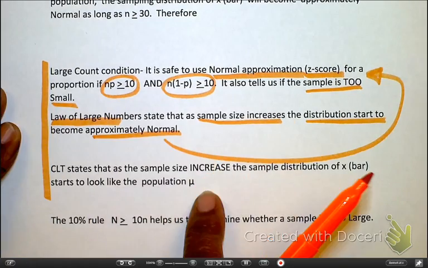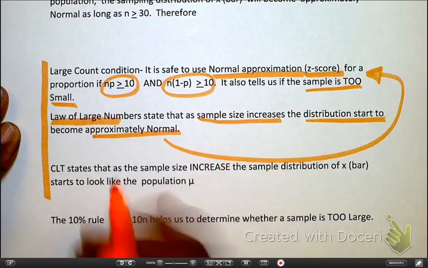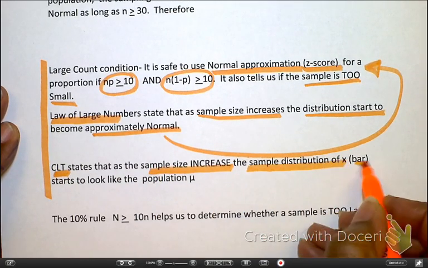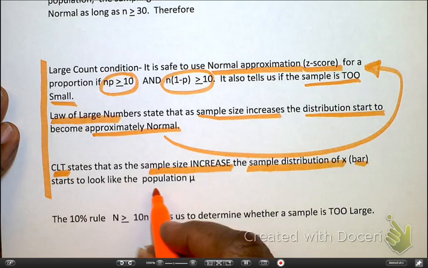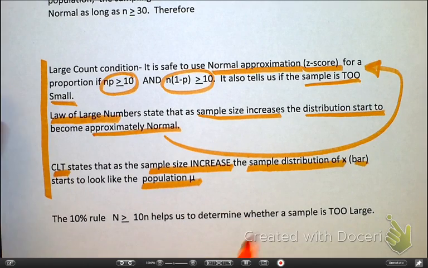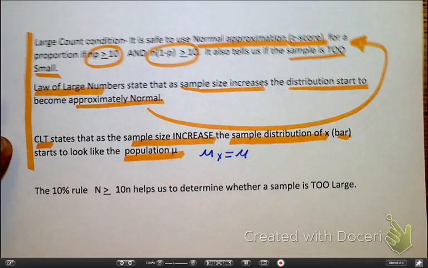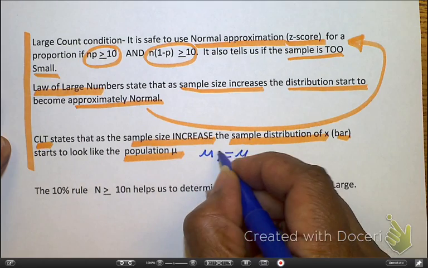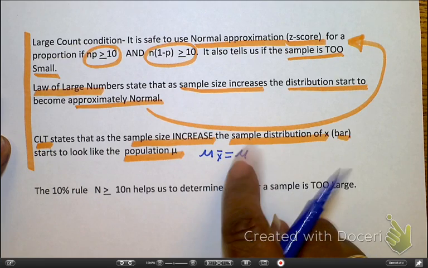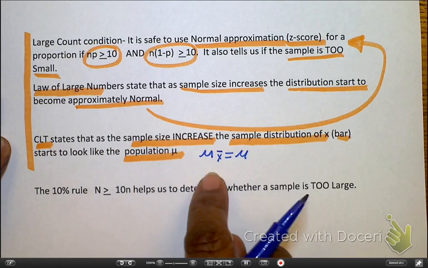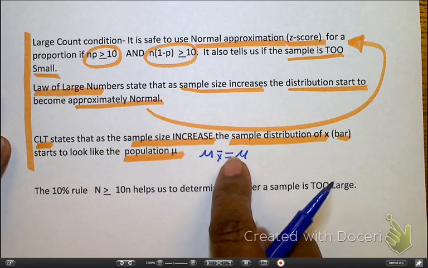Lastly, which I just talked about, which is CLT. CLT states that as the sample size increases, that sample distribution X bar starts to look like the population mean. Isn't that something that we wrote down before, in which we said that the mean of the sample is equal to the mean of the population? Because that's all the CLT is saying here. As your sample size goes up, then this is what's going to happen.